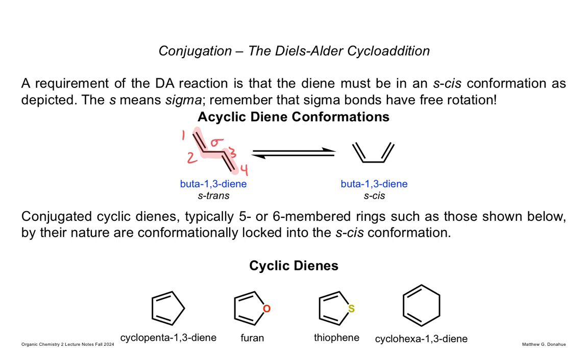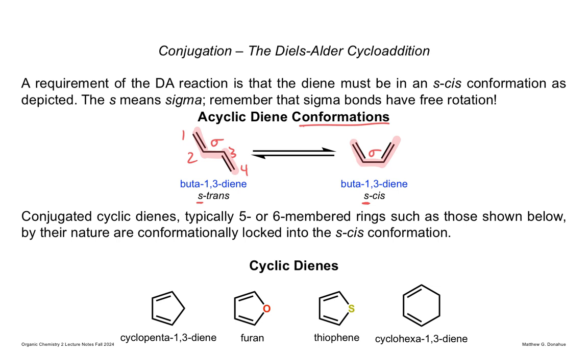The central bond between 2 and 3 is a sigma bond, and we know that sigma bonds can rotate. So there's the same starting material, but the difference between them is that they are conformations. So remember, a conformer was a rotation about a bond. This S stands for sigma.